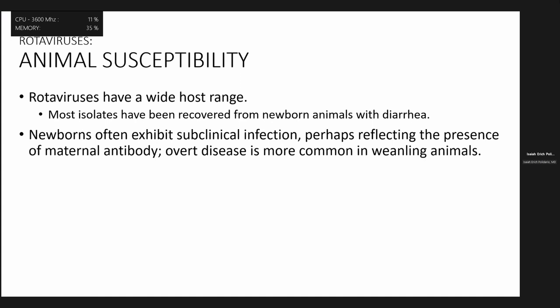For animal susceptibility, rotaviruses have a wide host range. Most isolates were recovered from newborn animals with diarrhea, and cross-species infections can occur in experimental inoculation, but in nature this has not yet been observed. Newborns often exhibit subclinical infections, perhaps reflecting the presence of maternal antibody, and overt disease is more common in weanling animals.